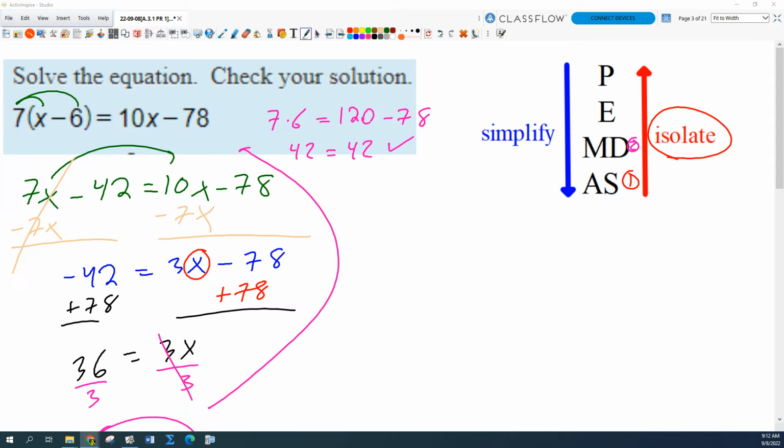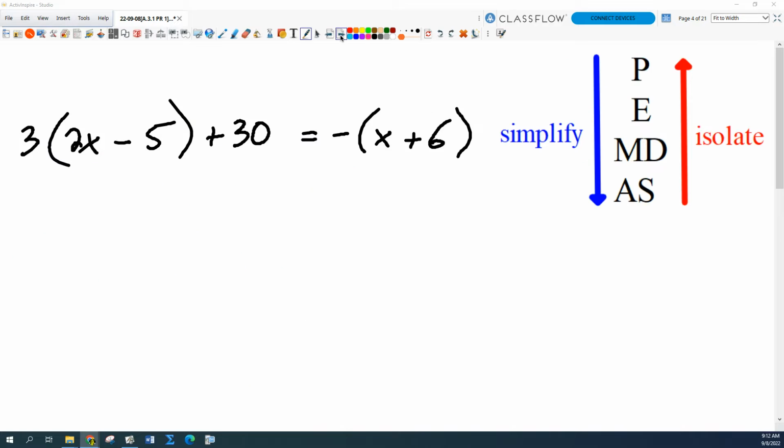Let's look at just a couple more quick examples. What about one like that? What would I need to do first? I cannot point to a single x, can I? So I have to simplify first. What would I do to simplify here? Okay, I got to multiply the 3. Good.